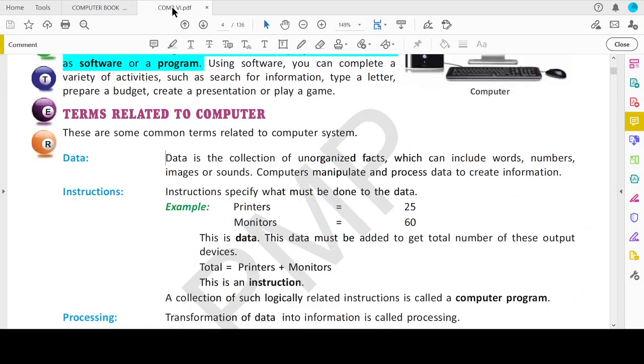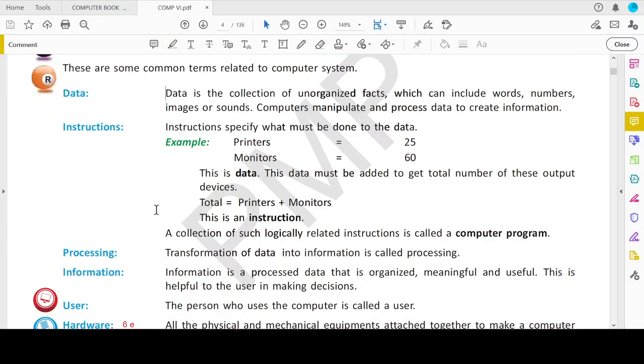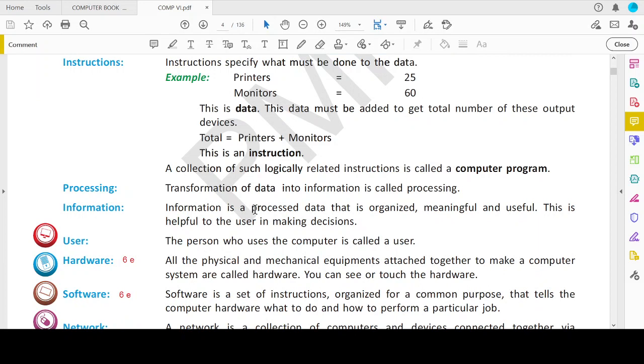What is information? Information is processed data that is organized, meaningful, and useful. It is the processed data that is organized, meaningful, and useful, and is helpful to the user in making decisions.